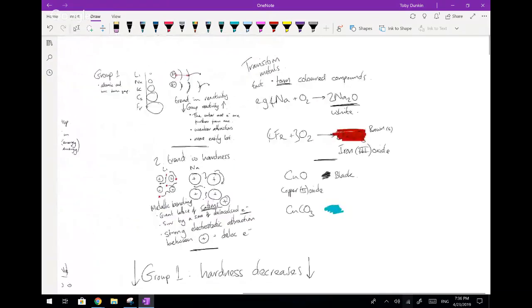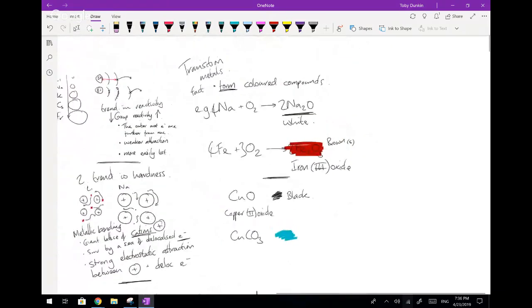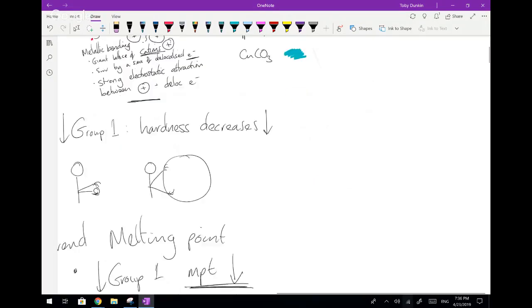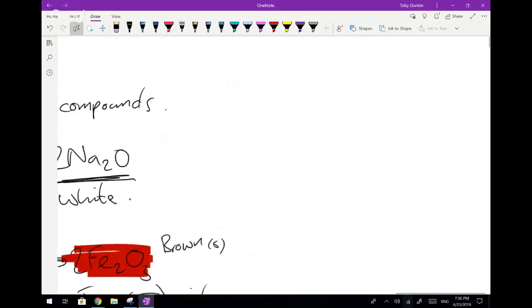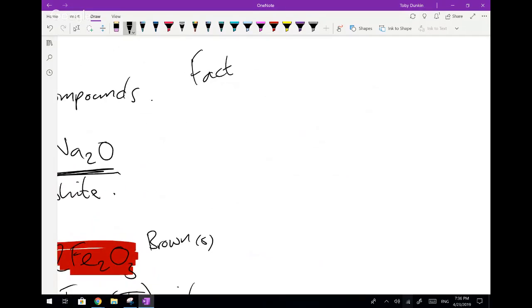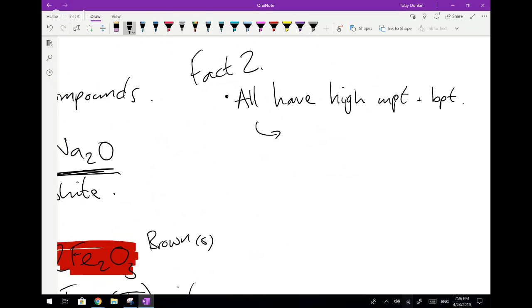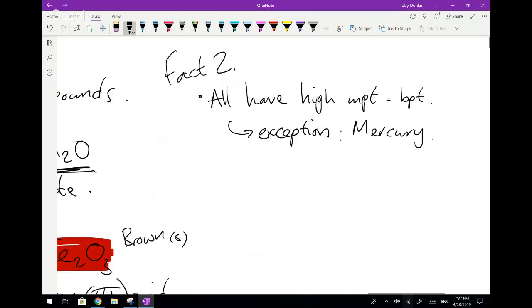Okay, so the next fact for the transition metals. I'm trying to find the space for this. Okay, next fact for the transition metals. Fact number 2. They all have high melting points and boiling points, with one exception. The exception to this rule is mercury. Mercury is a liquid at room temperature. It's the only one that stands out. All the rest have got very high melting points.